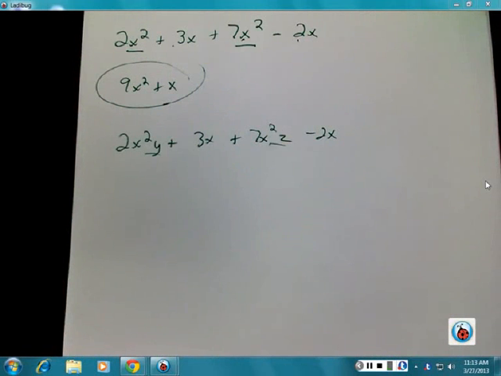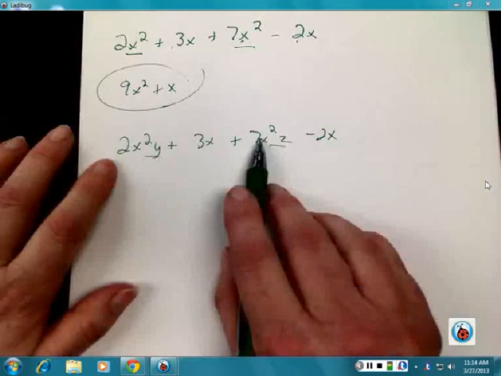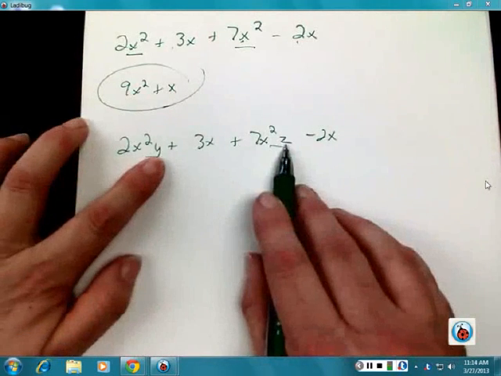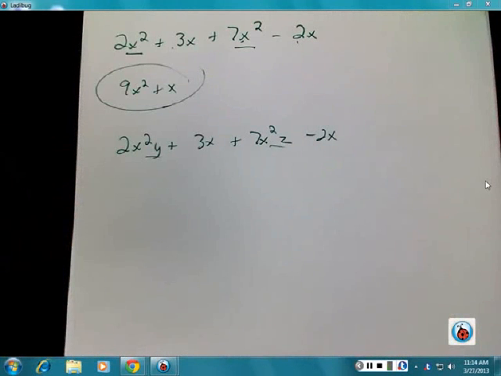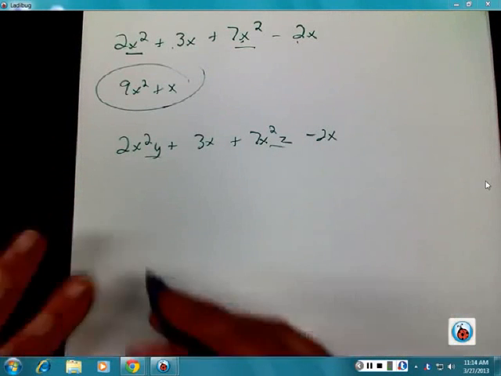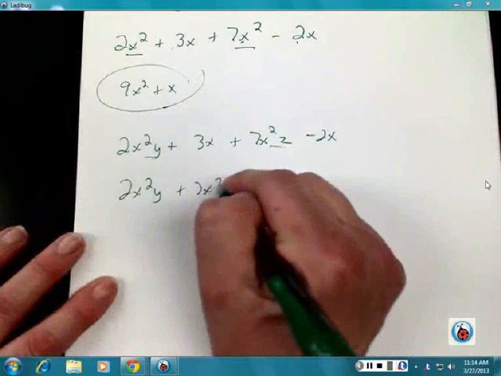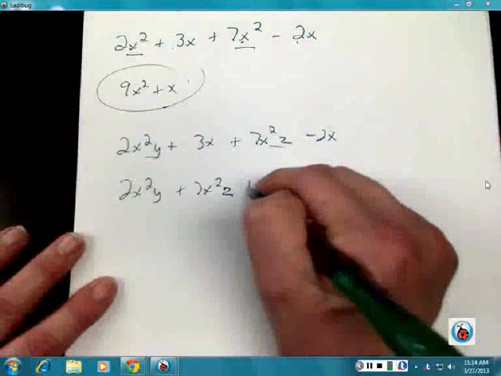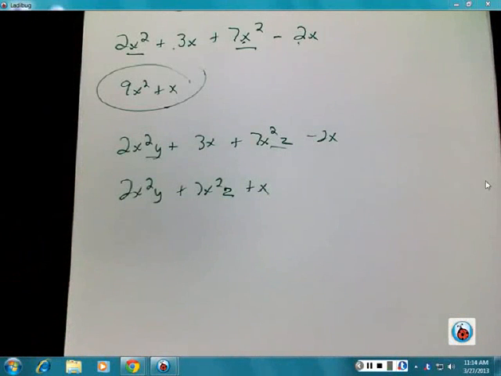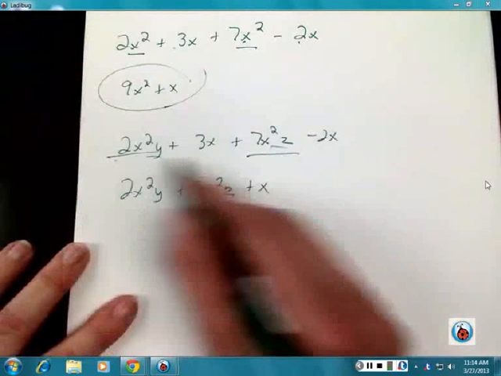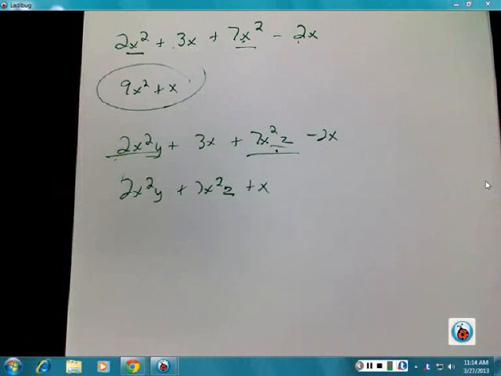The x squared stays as x squared. You don't add the 2 to it. I can't put these two together anymore because one's got a y and one has a z, so they're different. So the final answer would be 2x squared y plus the 7x squared z plus x. Yep, that would be my answer. Yep, because these two don't match each other anymore. They're definitely different from each other, and so I can't put them together.